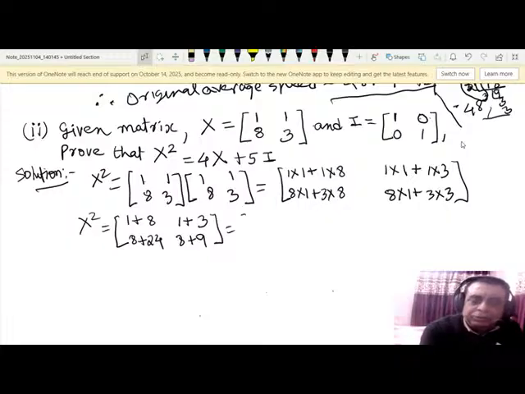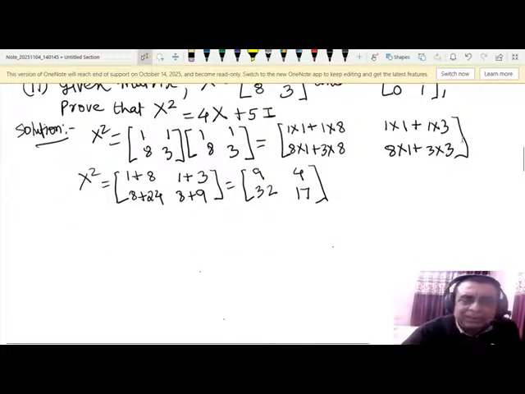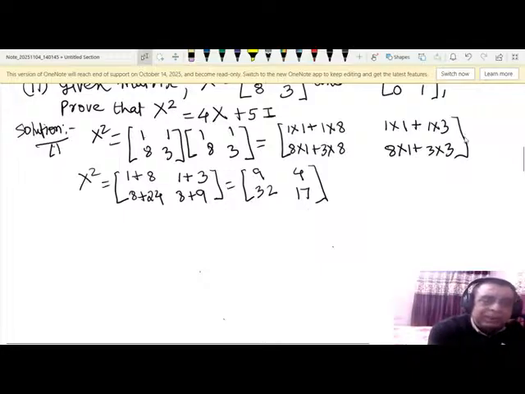So that is equal to 1 plus 8 is 9, and 1 plus 3 is 4. 8 plus 24 is 32, and 8 plus 9 is 17. So that is the value of X squared. This is the left hand side, LHS, X squared. Now the RHS.